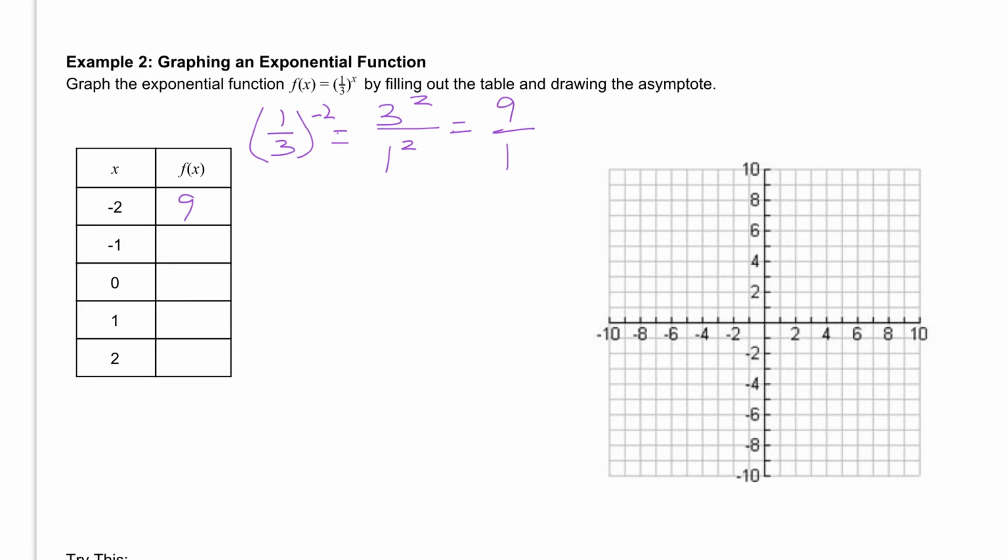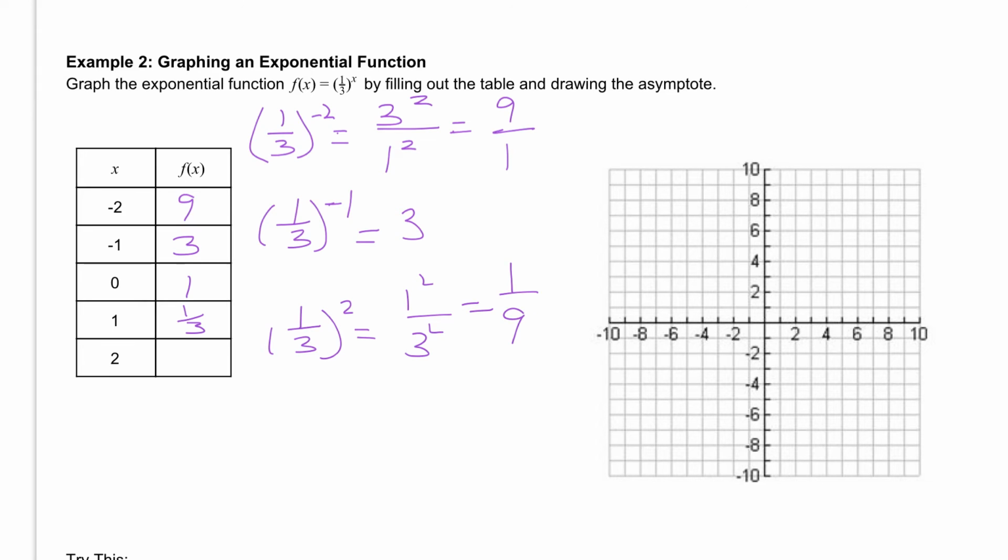If we then do 1/3 to the -1, remember raising it to the -1 is just like taking the inverse of it, so that's just going to be equal to 3. So we can say 1/3 to the -1 is 3. Anything raised to the 0 power is always 1, so that's just going to be 1. 1/3 to the first power is just 1/3. And then if we take 1/3 and raise it to the second power, remember that's like taking 1 to the second over 3 to the second, which would be 1 over 9. So here would be 1 over 9. Our asymptote, just like above, is going to be at y equals 0.